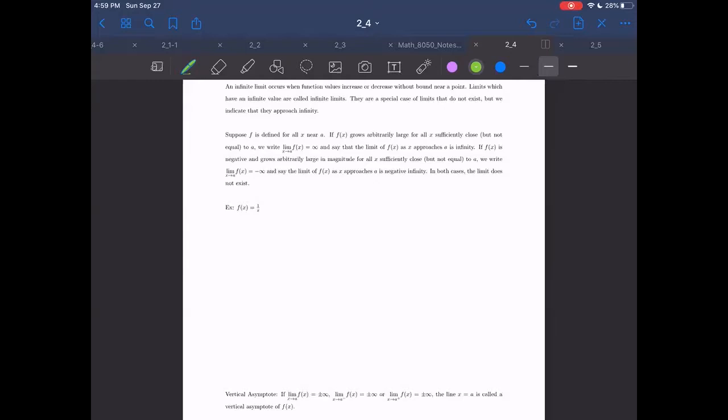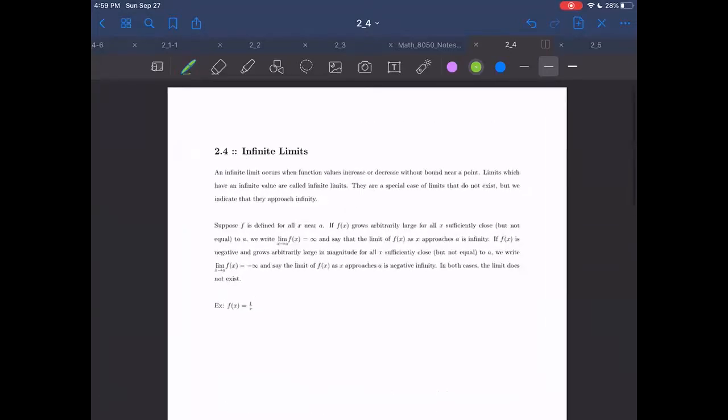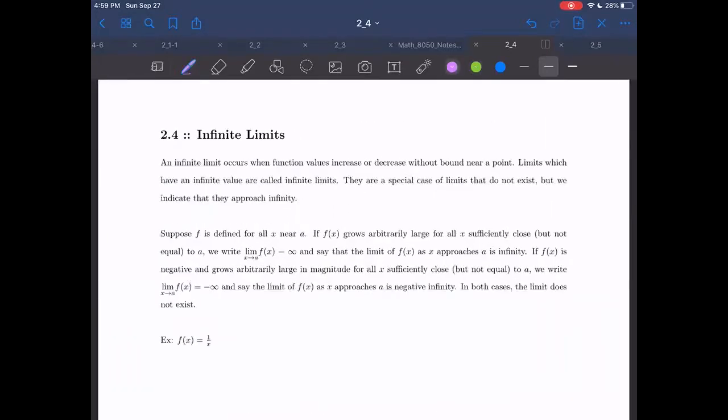All right, so today we're looking at infinite limits. This video will cover content for Monday and Tuesday. So we've got infinite limits. An infinite limit happens when a function's value increases or decreases without bound near some point.